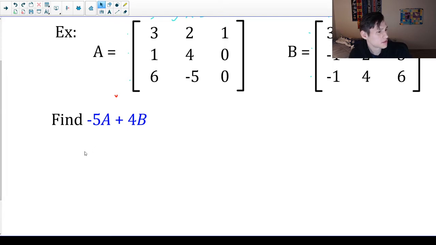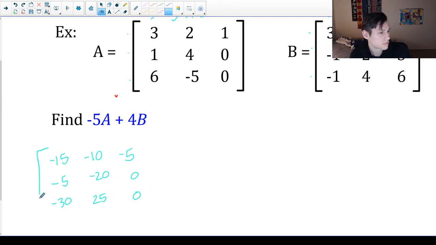All right, so first I'm going to do the scalar multiplication for each. So I'm going to start with the negative 5 times A. So I'm going to take the matrix A and multiply everything by negative 5. So negative 15, negative 10, negative 5, negative 5, negative 20, 0, negative 30, positive 25, 0. Okay, so that's negative 5A.